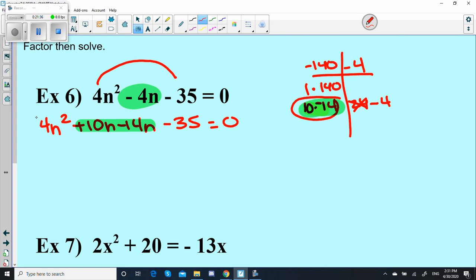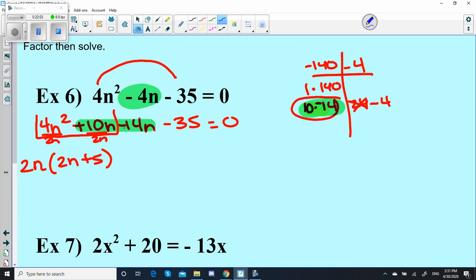All right, so now I'm looking at the front two, and I want to take out the GCF. So the highest number I can take out of 4 and 10 is 2. And the most amount of n's that I can divide out is n, just 1. So I'm dividing each of these by 2n. When I do it to the first one, that gives me 2n. And when I divide the second one by 2n, I get 5.